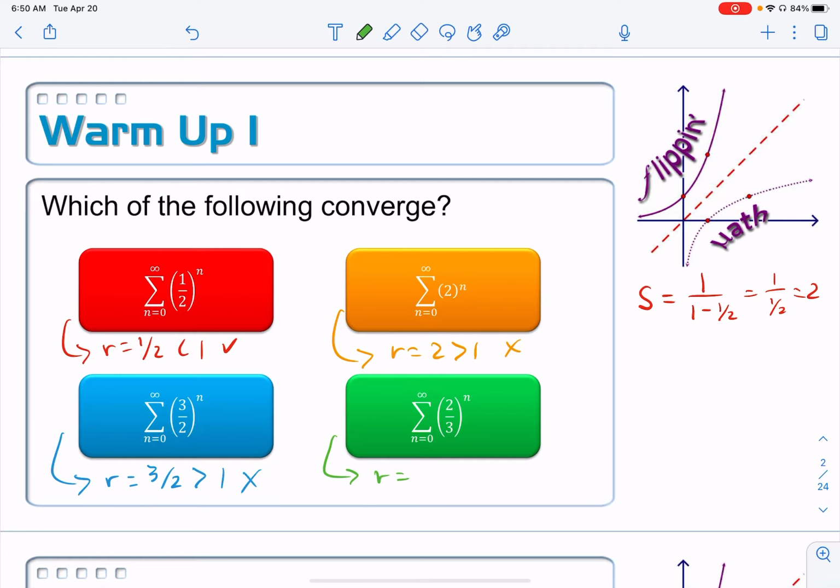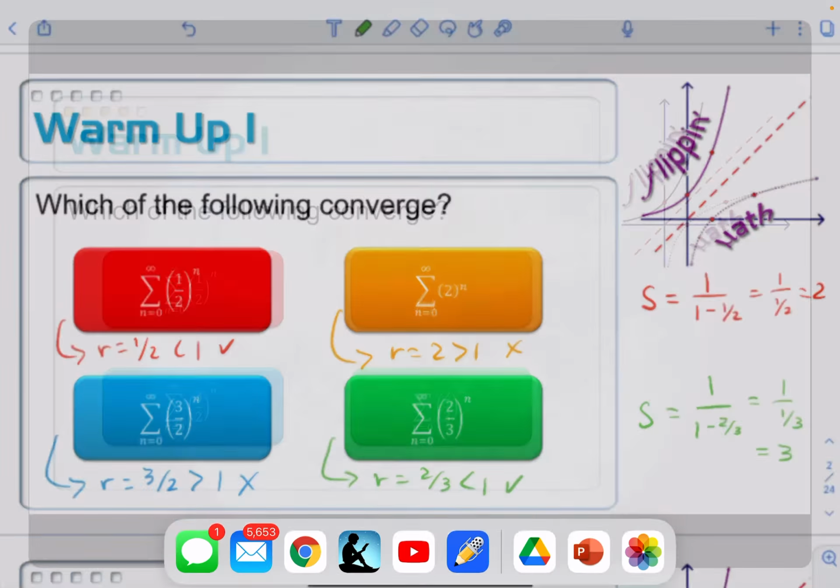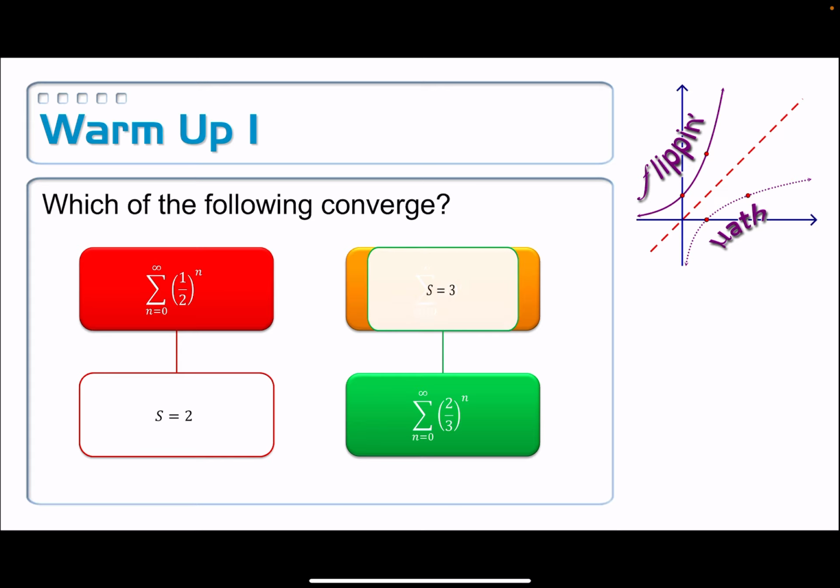Here, our r value is equal to 2/3. 2/3 is less than 1, so check mark, and its sum we can also compute. If we stick in 0 here, 2/3 to the 0 power is 1. Our first term is 1 over 1 minus the common ratio, 2/3, so 1 over 1/3, which is equal to 3. So it's going to converge to 3. On this next slide, what we just discovered are the two convergent series and what they specifically converge to.